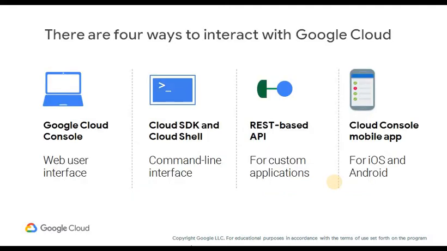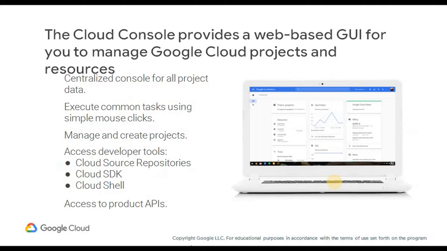So there are four ways you can interact with Google Cloud, and we will talk about each in turn: the Cloud Console, the Cloud SDK and Cloud Shell, APIs, and the Cloud Console mobile app. The Cloud Console serves as a centralized console for all of your project data and lets you execute common tasks using simple mouse clicks with no need to remember commands or avoid typos.